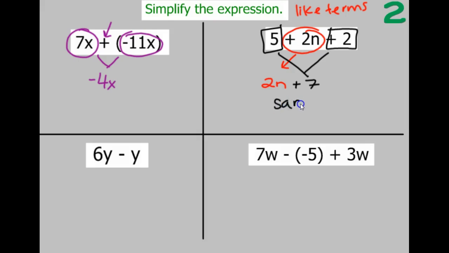That is the same as 7 plus 2n. If you flip-flopped it around, it's alright. However, your answer key in a textbook or on the MCA would probably write it like this.